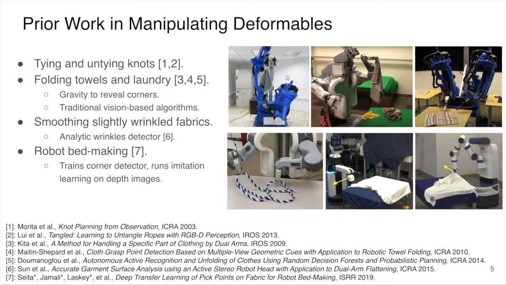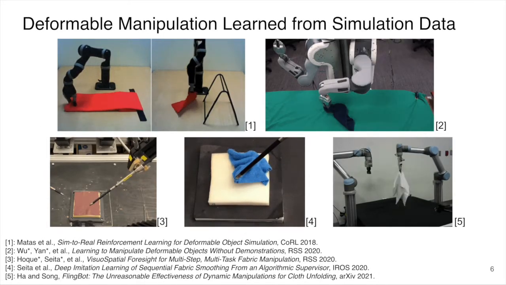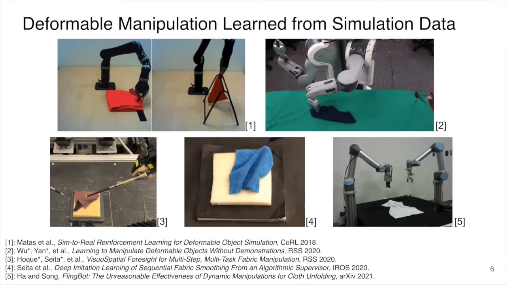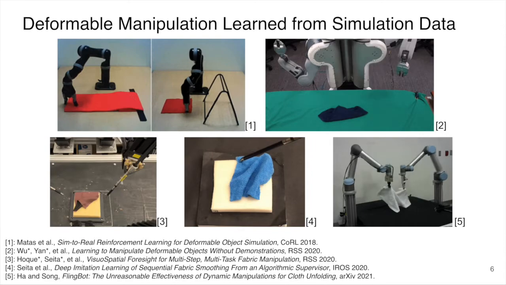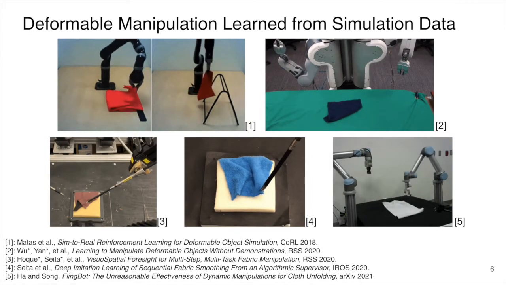Nonetheless, the robotics community has done a fair amount of prior work in manipulating deformables with applications like tying and untying knots, folding towels and laundry, smoothing slightly wrinkled fabric, and robot bed making. More recently, there's also been a lot of focus on learning how to manipulate deformables by first training in simulation and then transferring the policies to the real world, with potentially fine-tuning if needed.